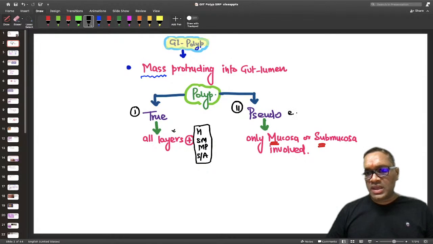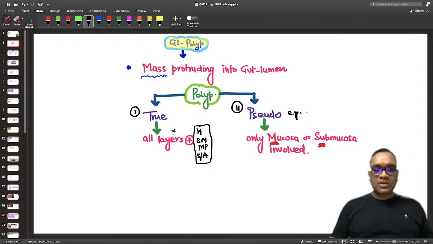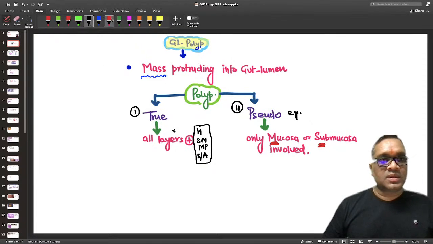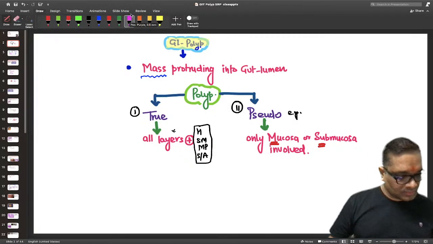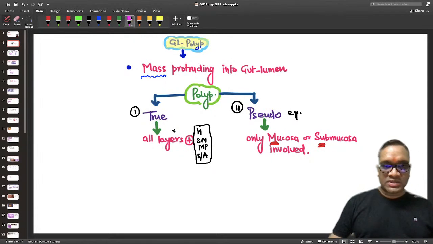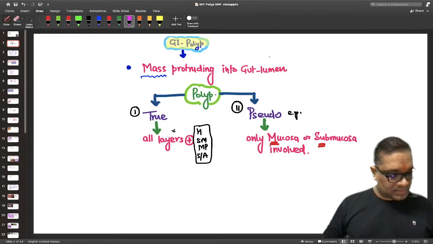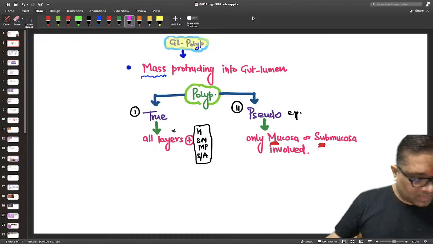Can you tell me any example of pseudo polyp? Any of you? Any example of the pseudo polyp? Can you tell me what is the pseudo polyp example? Yes.